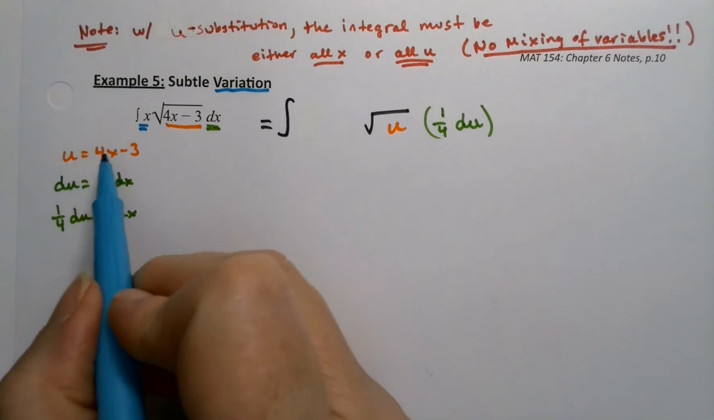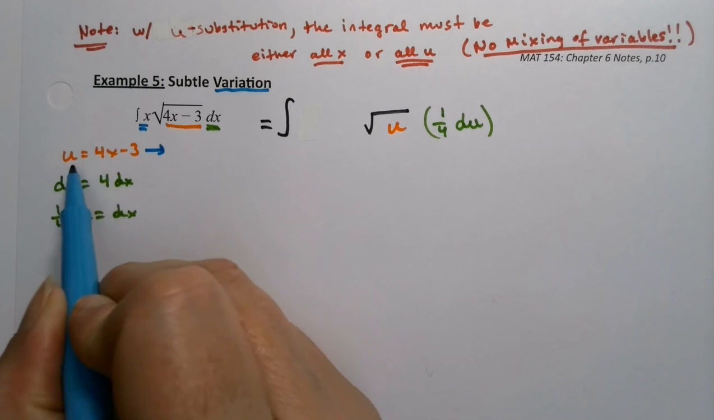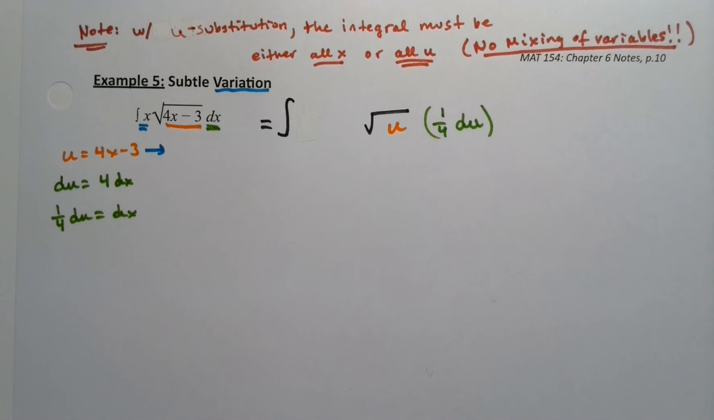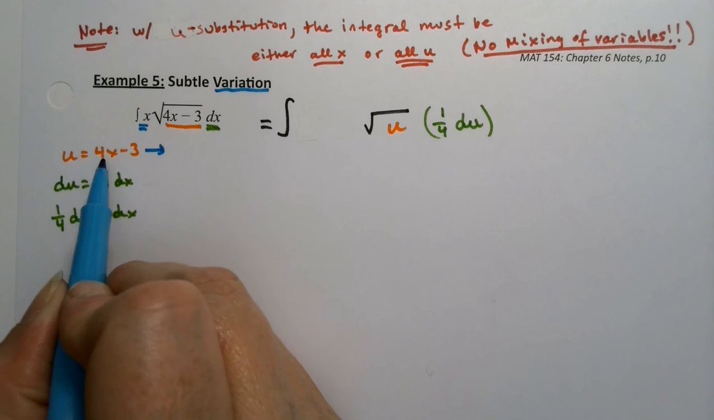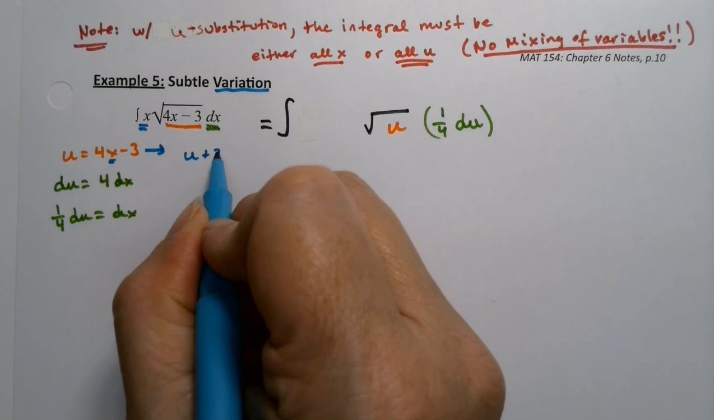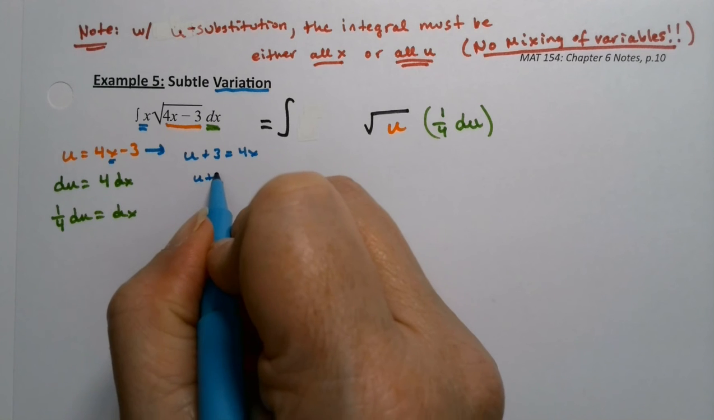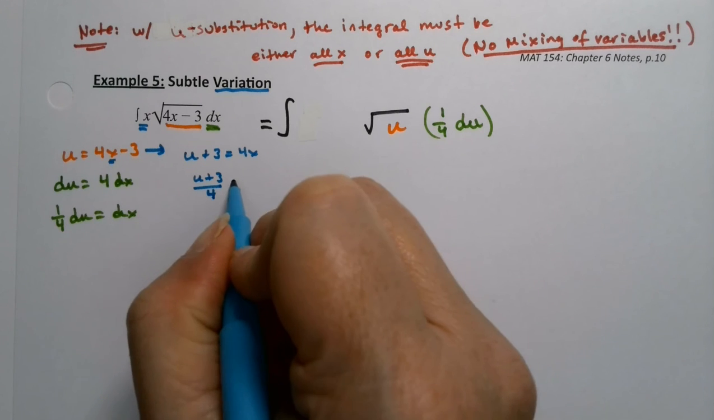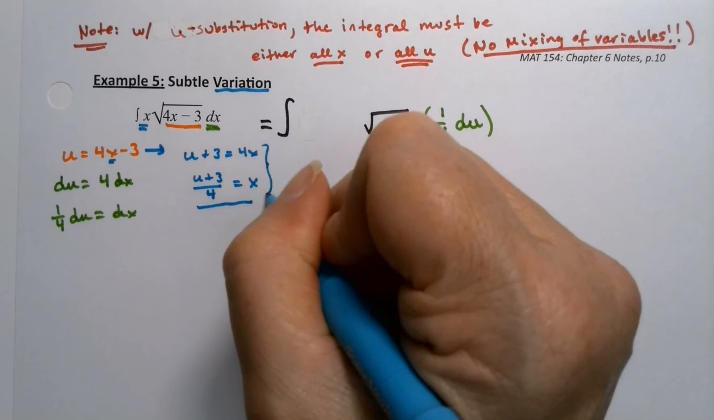If only I had, I don't know, some function of x and u that relates them. Huh? See, if u is 4x minus 3, couldn't I solve this for x? So that would mean that u plus 3 is equal to 4x. That would mean u plus 3 divided by 4 is equal to x. And that's what I would put in here.